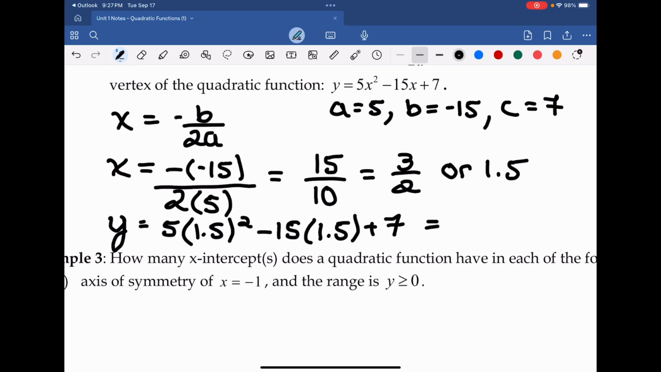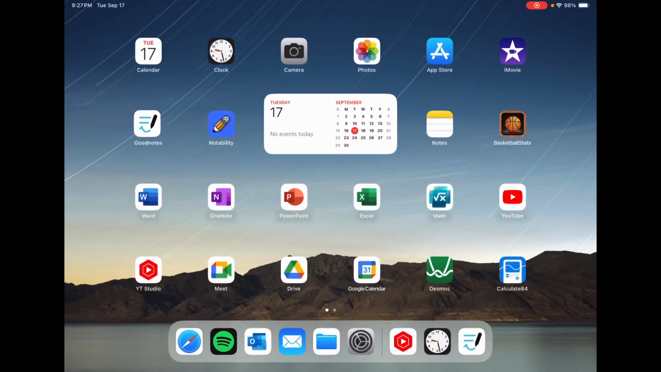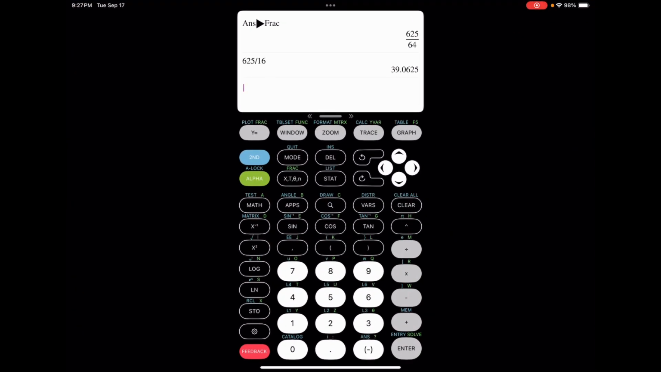If we do this in our calculator, let's actually just pull this up here. I'm going to open a calculator here. So first and foremost, we had 5 times the 1.5 squared. Then we had minus 15 times the 1.5, and then plus 7 here. Perfect. So we get negative 4.25. I mean, we could write this as a fraction as well, negative 17 over 4.